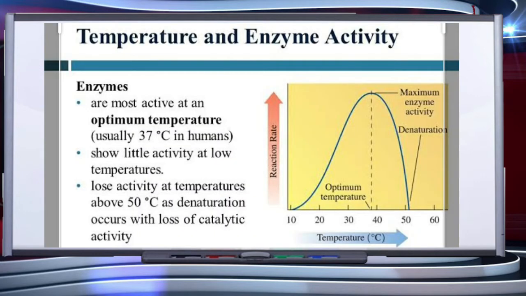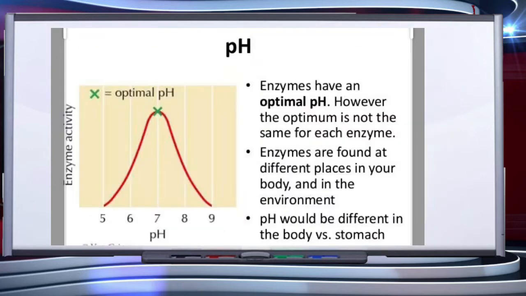Temperature is a very important factor to control enzyme activity. Enzymes are most active at an optimum temperature, usually 37 degrees Celsius in humans. Enzymes show little activity at low temperature, and they lose activity at temperatures above 50 degrees Celsius. We know enzymes are protein in chemical nature, so at high temperature, the nature of protein is changed. Or we can say at high temperature, enzymes are denatured and they lose their catalytic property.